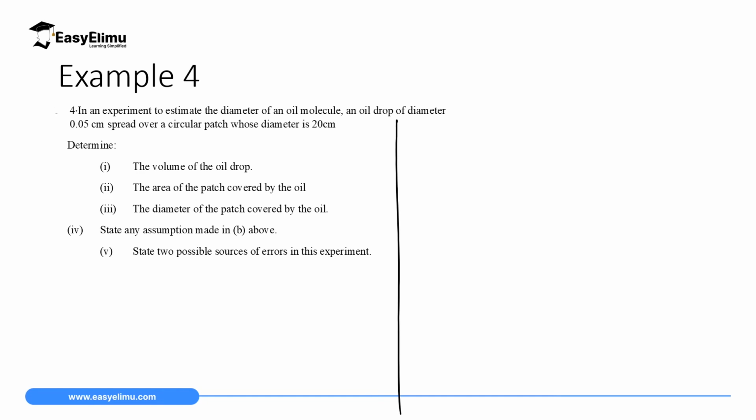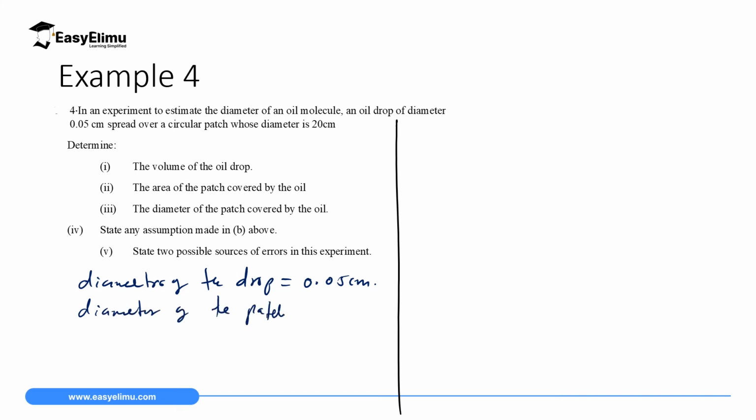So in this case, we're going to begin with the first one, that is number 1. But before we begin, let's write down what we have. So here we have the diameter of the drop, which is 0.05 centimeter. Then we have the diameter of the patch, which in this case is 20 centimeter.